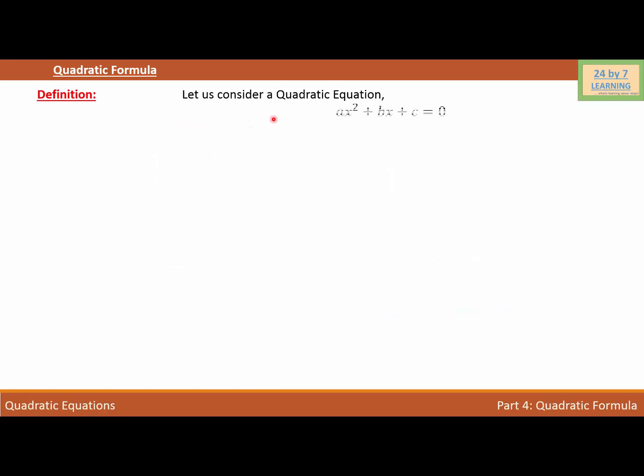Let us consider a quadratic equation ax squared plus bx plus c is equal to 0. Then the roots of the quadratic equation are given by x equals negative b plus minus square root of b squared minus 4ac, over 2a. And this formula is basically known as the quadratic formula.